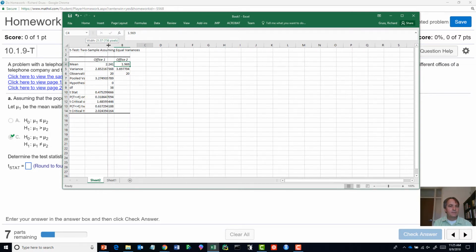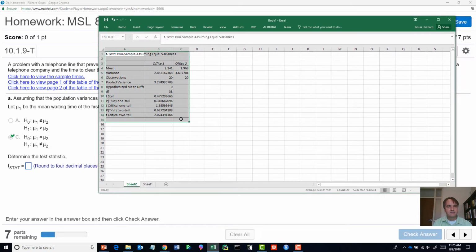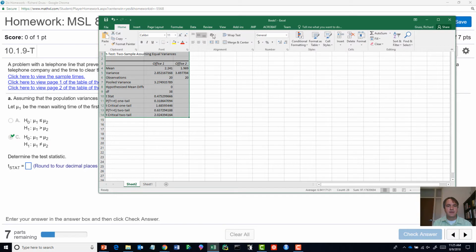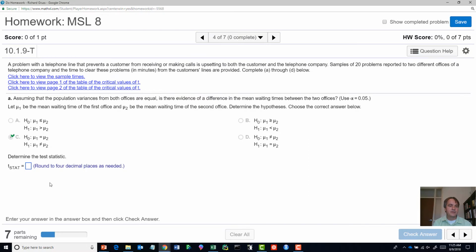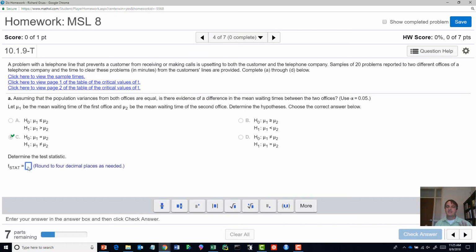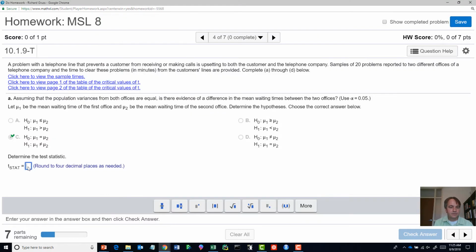Okay, now it looks like they're going to ask us to round to 4 decimal places, so I'm just going to take a little shortcut here and have everything rounded to 4 decimal places for me. Okay, so what is the t statistic? Well, it's right here, 0.4753. Okay, that's very small. I mean, a t statistic that would lead to rejecting the null hypothesis would be like greater than 2, but so we can tell right away that this is going to be a fail to reject situation. So 0.4753.